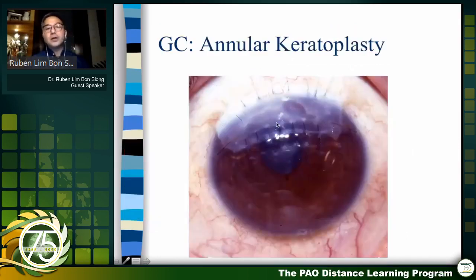This is an annular keratoplasty. If your conjunctival flap may not work, again, you have to fashion a graft from a peripheral donor cornea. Actually using the rim of the corneal button, you can fashion it into an annular graft to cover that area. So underneath the cornea, you can see the area of rupture. This is an area of thinning.